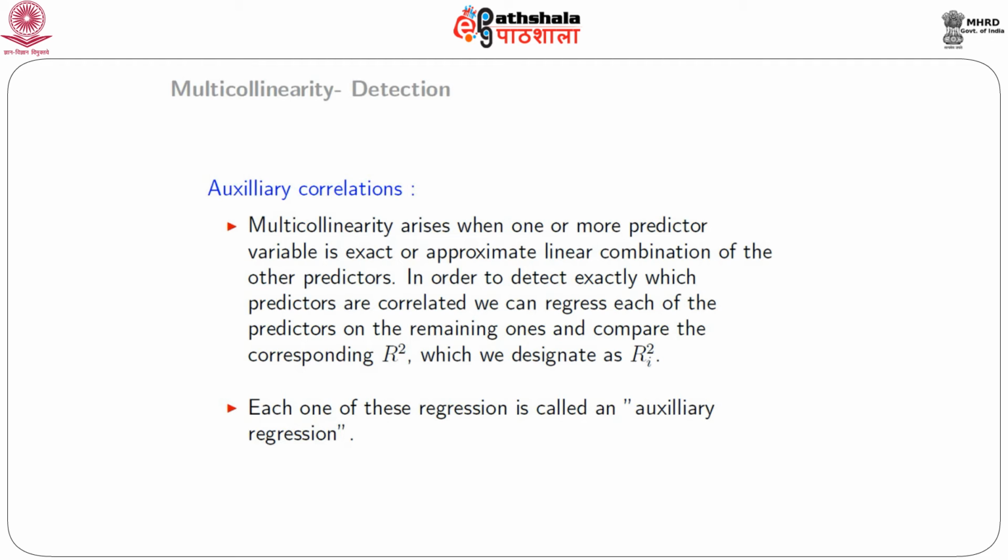So suppose we have 4 predictor variables, we take one of them at a time and regress it on the remaining predictors, and for each of these fitted models we obtain the R square. Suppose it is the ith predictor that we have taken and regressed on the remaining predictor variables, then the corresponding R square obtained is denoted by Ri square. Each one of these regressions is called an auxiliary regression, and hence the name of this method.